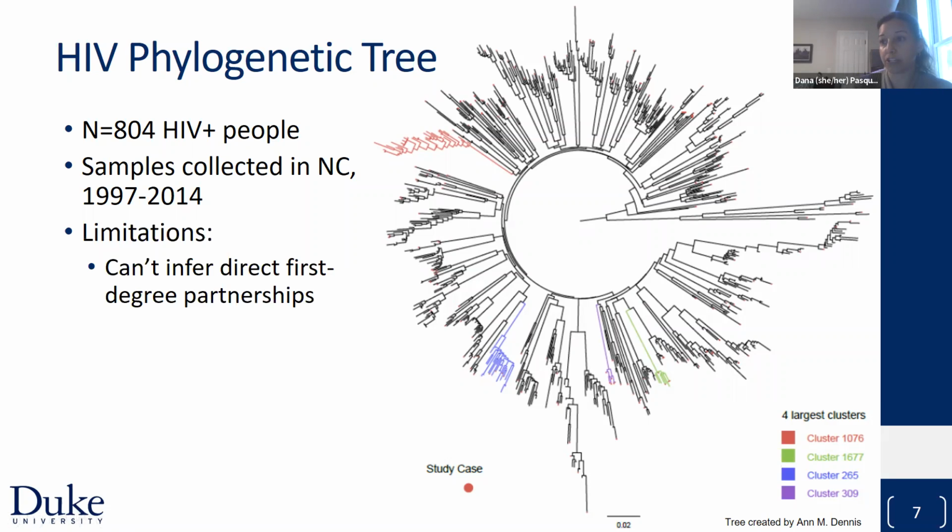There are some limitations here. First is that we can't infer direct first-degree partnerships. Missing data is one of the biggest limitations of phylogenetic analysis. So if I have 2 people that are in a cluster together, I can't say that they were definitely partners. There could have been an intervening person who wasn't sampled.